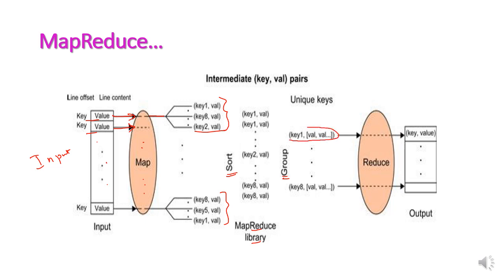Right? And this group of key value pairs will be given to the reduce function, and in a cluster we are having many reduce functions, and the output of the reduce functions will be the final output. We will get one single output from the reduce functions.